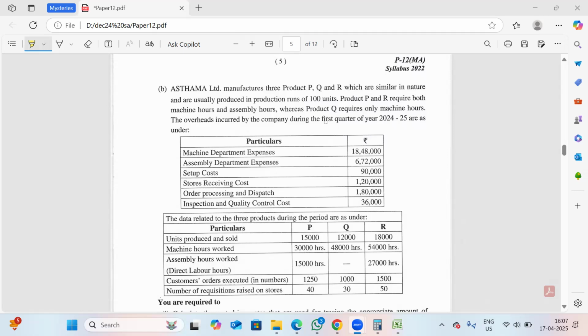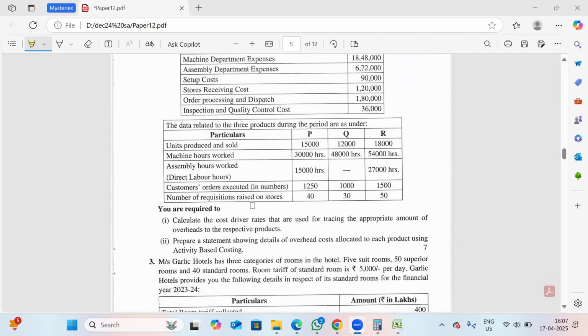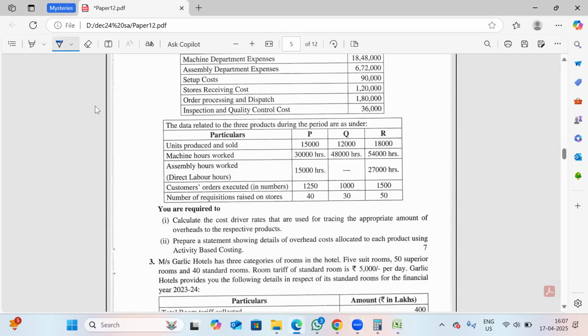The overhead incurred by the company during the first quarter of 24-25 falls under machine department expenses, assembly department expenses, setup cost, stores receiving cost, order processing and dispatch, and inspection and quality control cost. The data related to the three products during the period covers units produced and sold, machine hours worked, assembly hours worked, direct labor hours, customer orders executed in numbers, and number of requisitions raised.